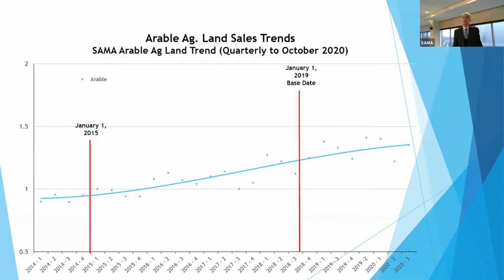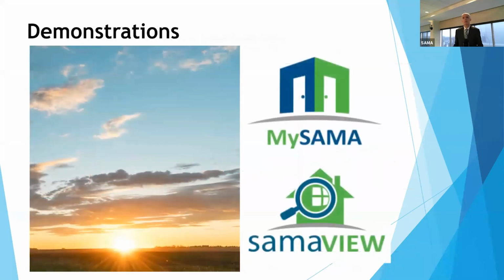After the base date, you'll see increases. So it's not going up exponentially, but agricultural land is very stable and it is increasing, again, which is good given the situation economically in the province. So that is our initial portion.